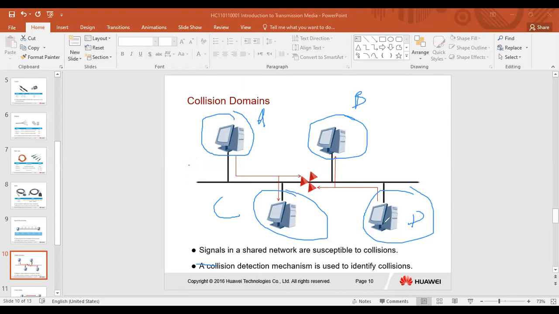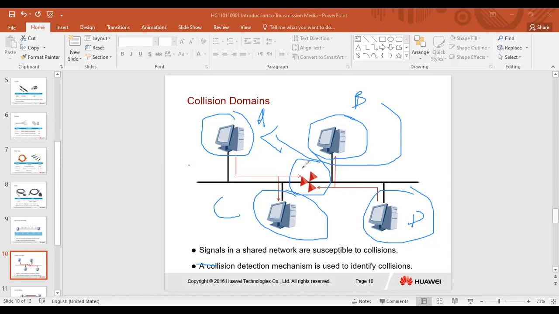Suppose A wants to transmit data to C. At that time, B wants to send data to A. When these two entities transmit data at the same time, there will be a point at which the data will collide. No one will be able to transmit the data. This situation is called a collision domain.